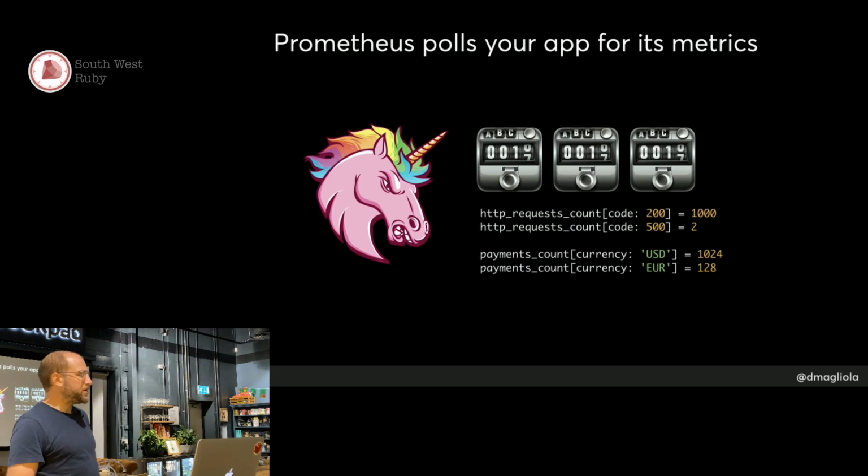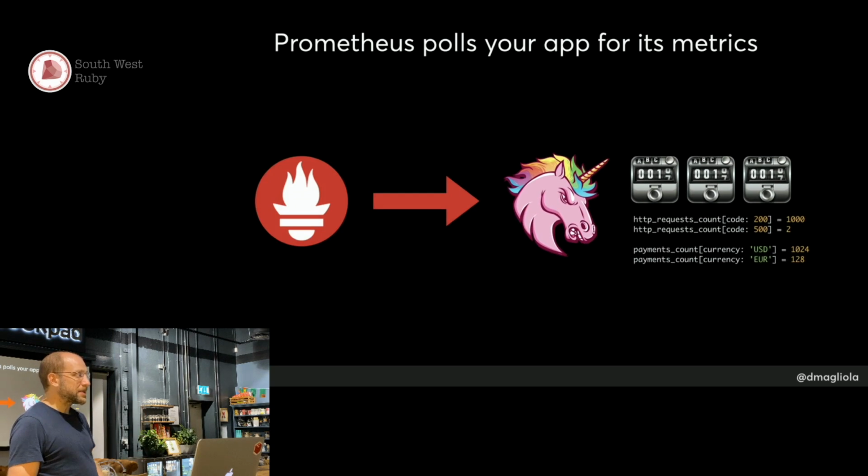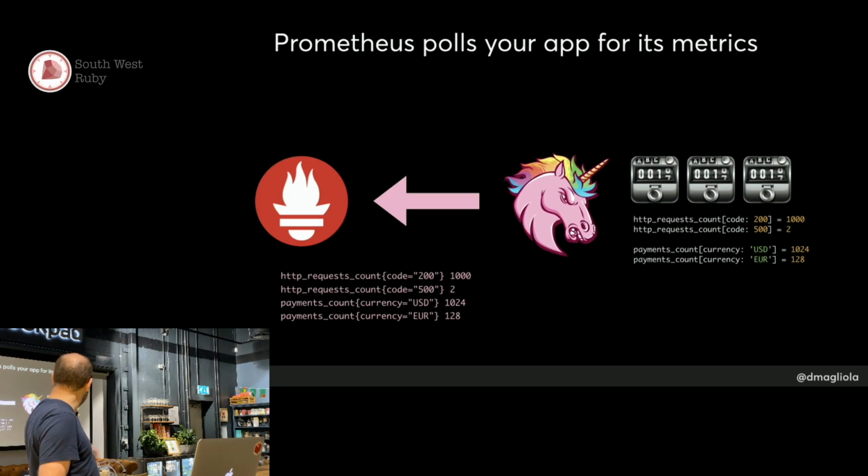So in order to have metrics, you're going to have your web server that's running your app. And in addition to that, it's going to keep a bunch of counters in it, say how many HTTP requests you serve, how many payments you took in different currencies, etc. Prometheus hits your app every few seconds, asking for those numbers, and your app responds with something that looks a bit like this. Now, Prometheus also has libraries that help you do this.